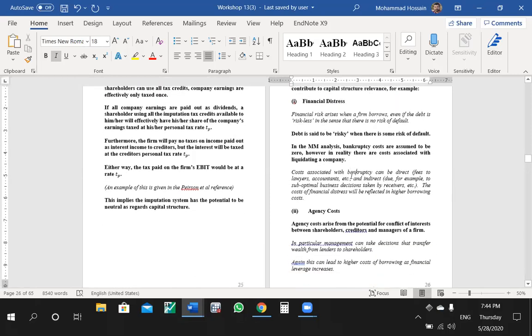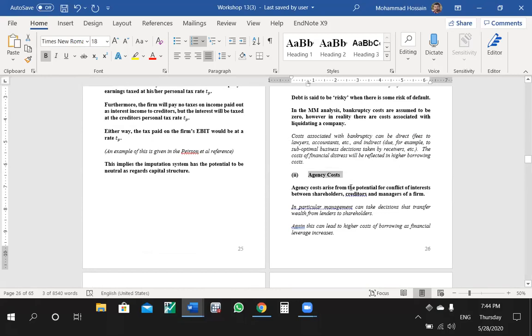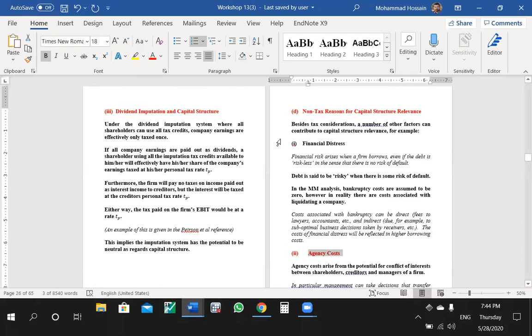Now I want to take you straight to this point. There are some interesting things here: agency cost is very important, and I also like to talk about financial distress. Non-tax reasons for capital structure relevance. This is not about tax, but other than tax. First, financial distress.